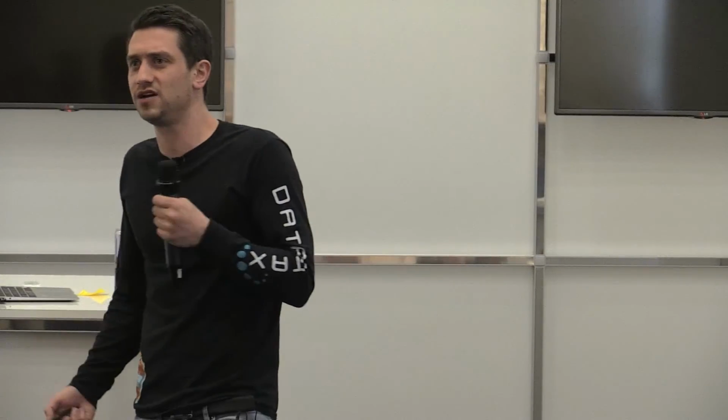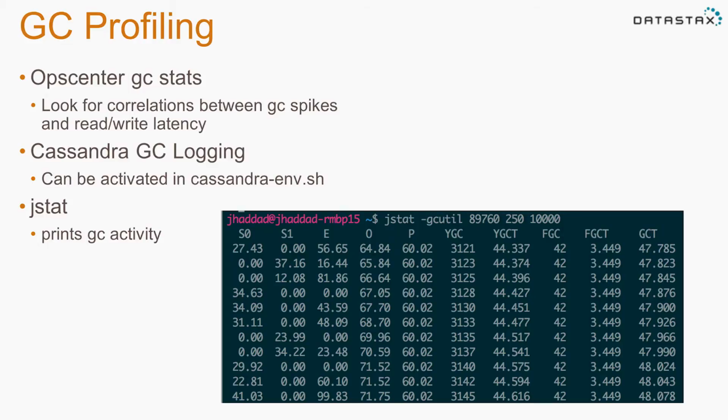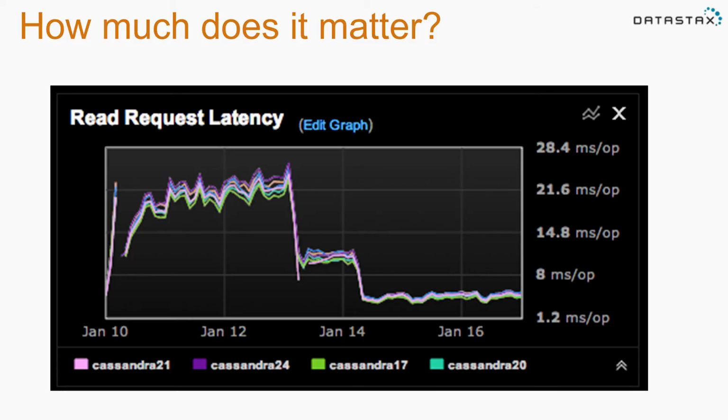So why does all this matter? Well, this was a customer that we touched last week. We jumped on, helped them do a few tweaks, and look at the drop in latency. These small things can have a massive impact on your cluster. So do all these things.